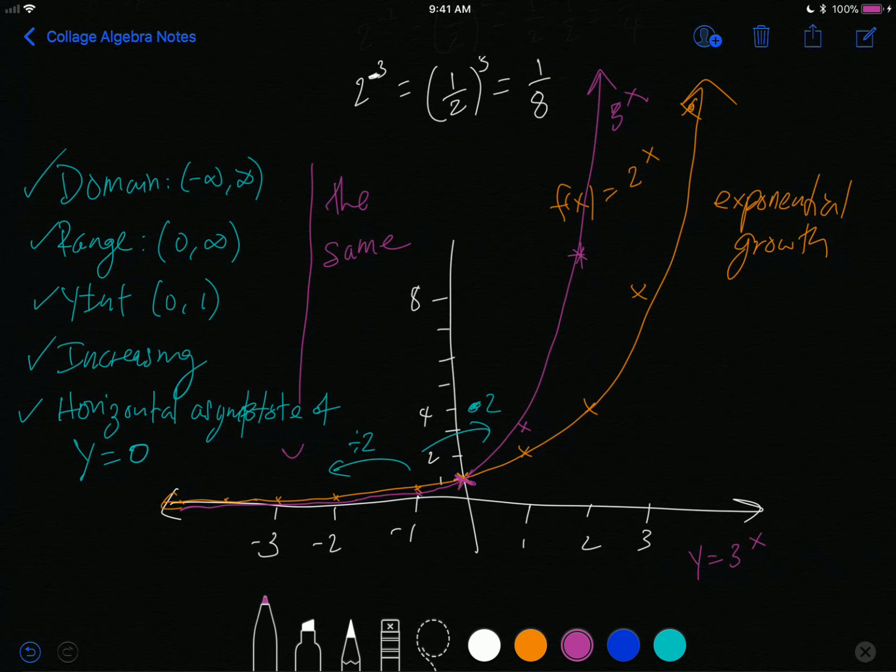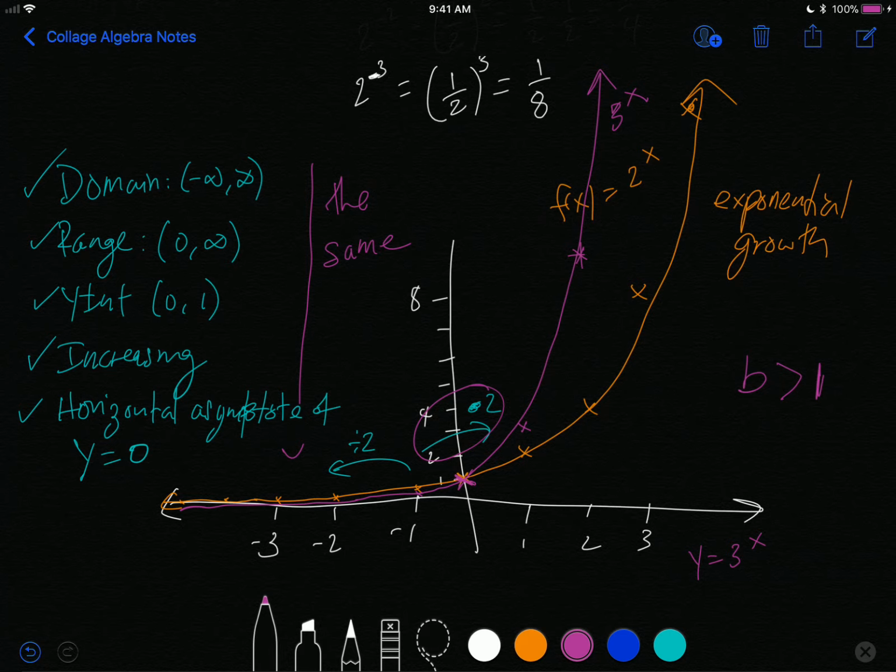The domain is still all real numbers. The range is still 0 to infinity. The y-intercept is still at (0, 1), still increasing. And the horizontal asymptote is still y equals 0. So these properties hold. It could have been 4 to the x, 5 to the x, 700 to the x. What we simply say is that the base must be greater than 1. That's all we're requiring. If the base is greater than 1, it means I'm multiplying by a number that's larger than 1, and if I do, then I grow. If I have 5 chickens and I quadruple them, I get 20 chickens. I'm growing at a rate of a factor of 4.